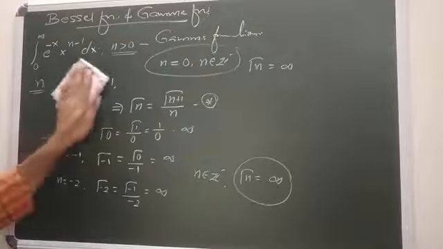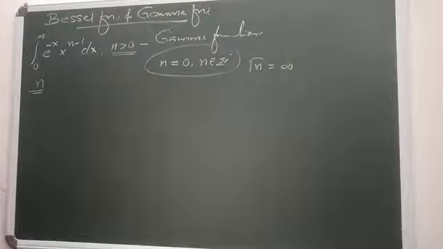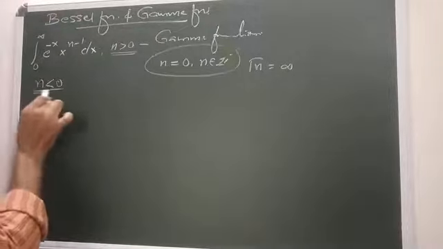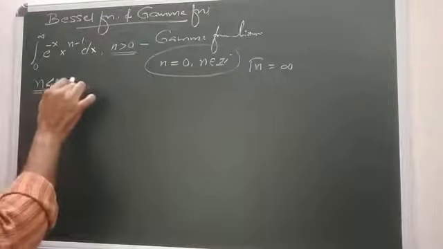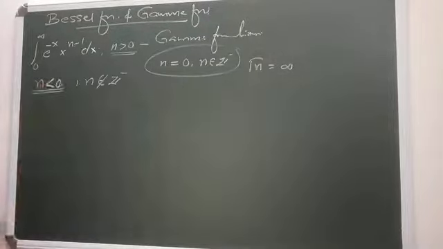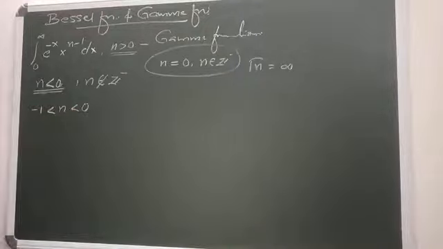Now we choose another case. Suppose n is a negative real number, which is not an integer. What happens here? n is negative, but n is not a negative integer. It is not an integer, but it is a negative real number. Suppose n lies between minus 1 and 0. That is a negative real number.